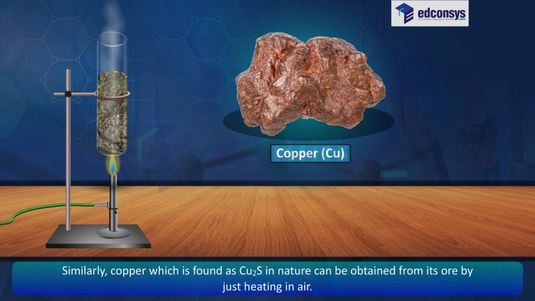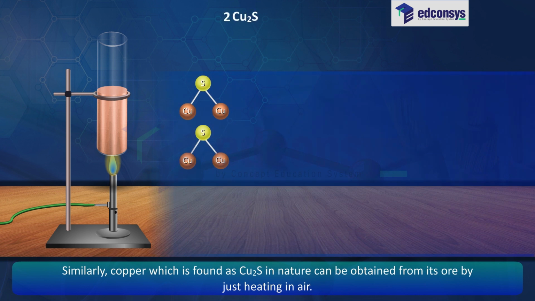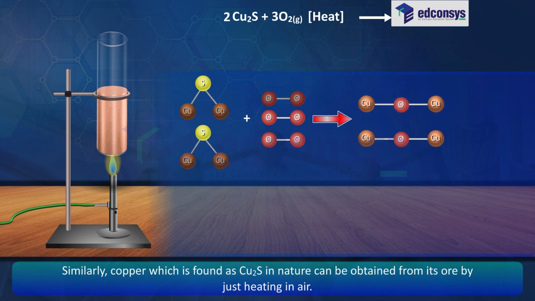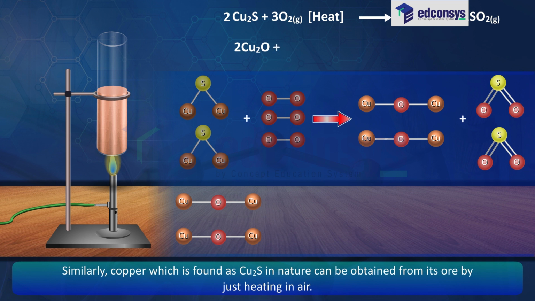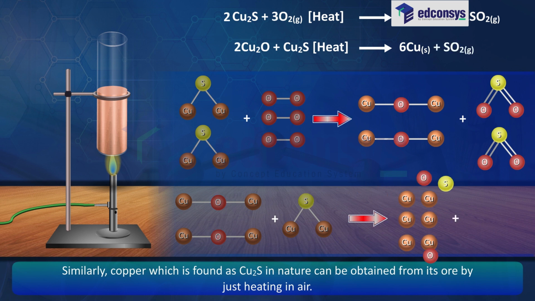Similarly, copper, which is found as Cu2S in nature, can be obtained from its ore by just heating in air. 2Cu2S + 3O2, in the presence of heat, gives 2Cu2O + 2SO2. 2Cu2O + Cu2S, in the presence of heat, gives 6Cu + SO2.